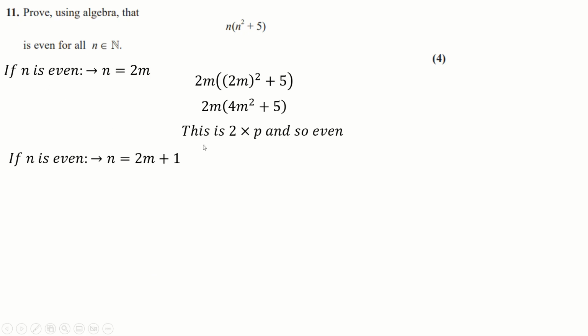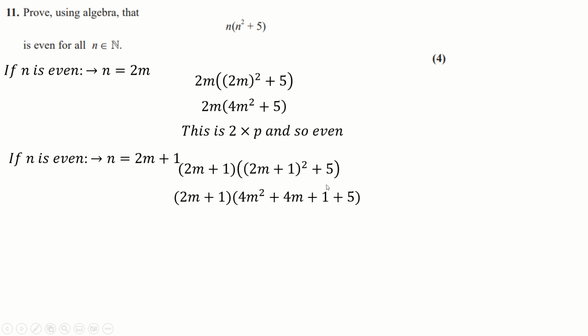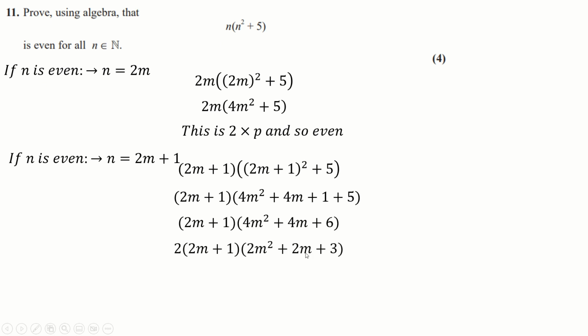So we'll write it like this. We'll put those things in here. We can square that out. It's going to be 2m times 2m is 4m squared, plus 2m times 1, plus 1 times 2m is 4m, plus 1 times 1 is 1. Add the 1 and the 5 to make 6. Just factorize out a 2 from this, and then this is 2 times something. So this is even. And we're done.